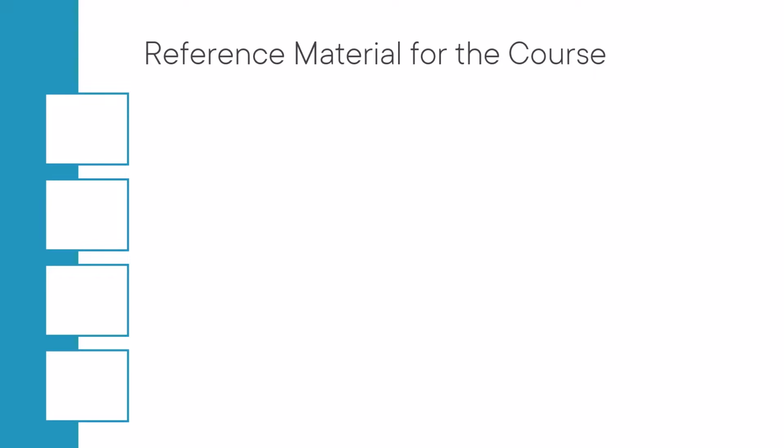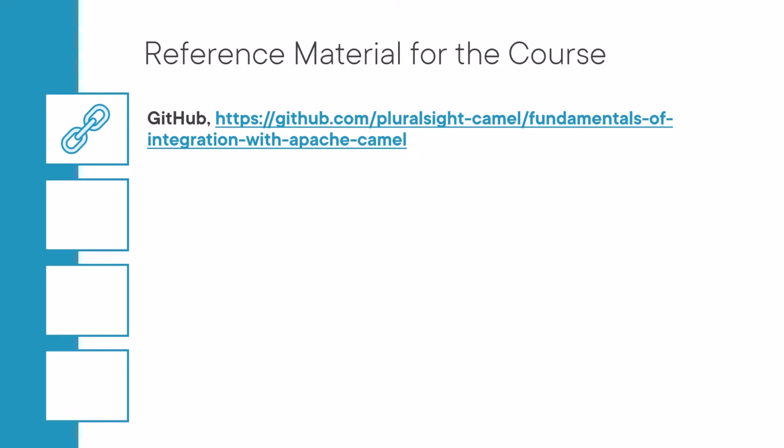There are several sites where you can find reference material for this course. The main project with demonstration setup and instructions can be found at the GitHub link displayed. It will guide you through the projects for each module that support my demonstrations. The course is based on the latest version of Apache Camel, which was 3.11 at the time of publishing. I plan to continue upgrading and supporting demonstrations as needed.